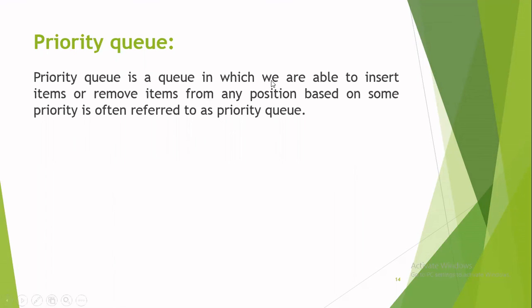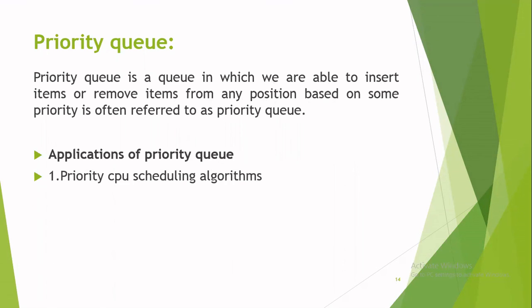Let us now discuss the next data structure, that is the priority queue, the next type of queue. A priority queue is a queue to which elements are added and deleted from any positions. Elements are added into the queue based on the priority, and elements are also deleted from the queue from any positions based on the priority.